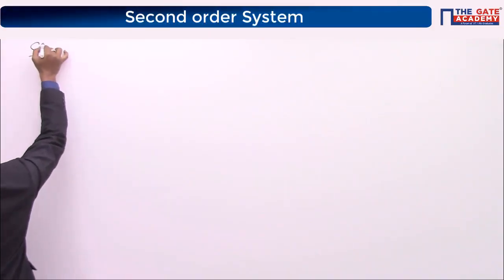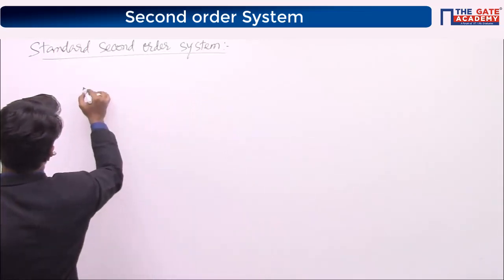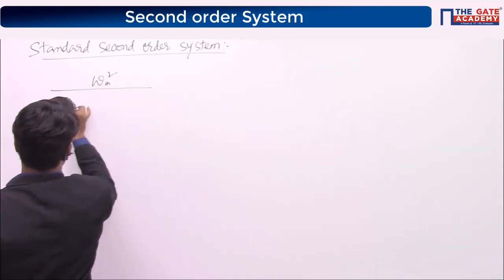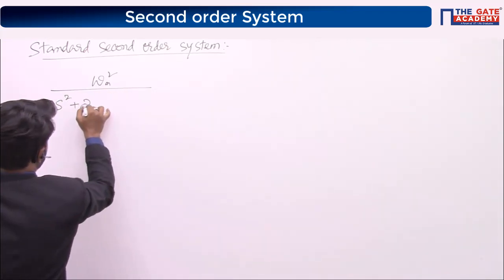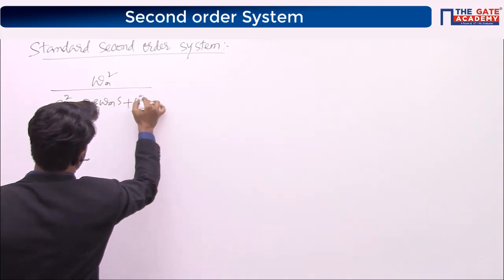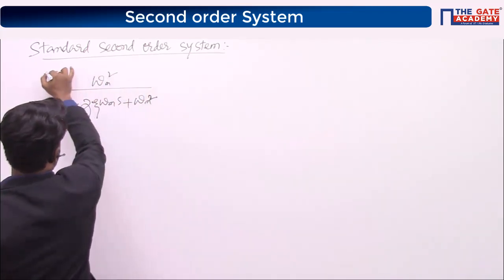Analysis of standard second order system. So the transfer function of a standard second order system is given by omega n square upon s square plus 2 zeta omega n into s plus omega n square. This is a standard second order system.